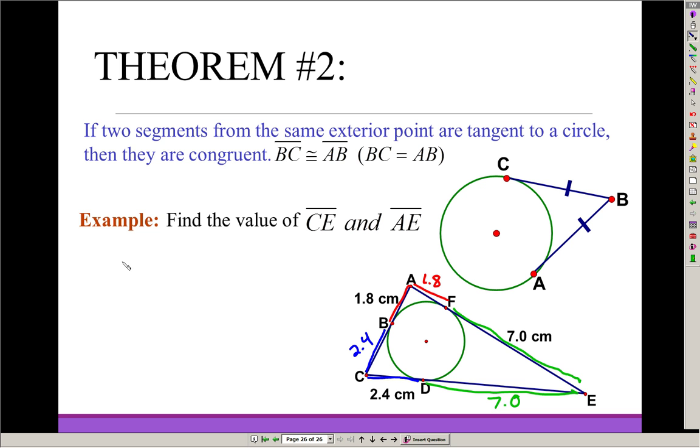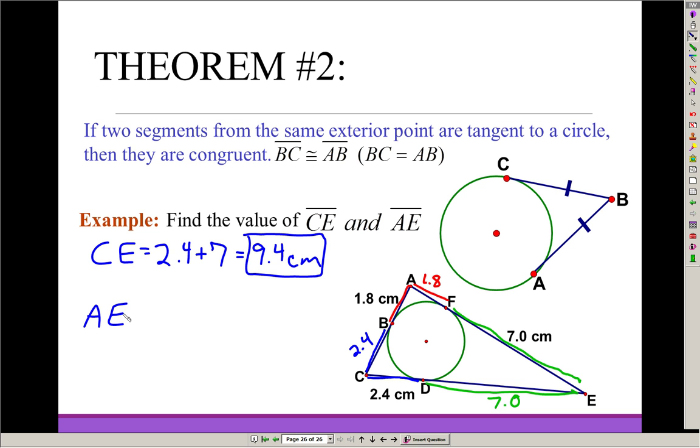Now, let's find CE. From C to E, do segment addition. That's 2.4 plus 7, which is 9.4 centimeters. For segment AE, do segment addition again. That's 1.8 plus 7, which is 8.8 centimeters.